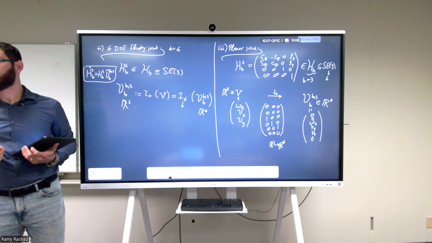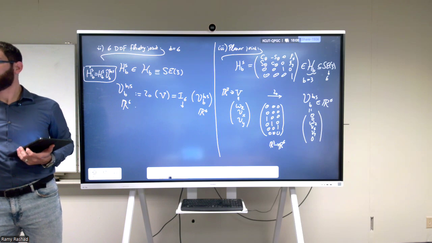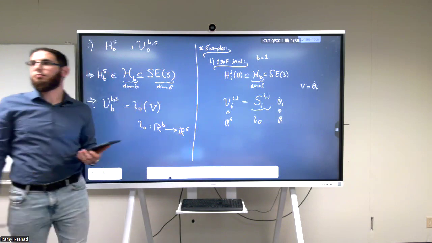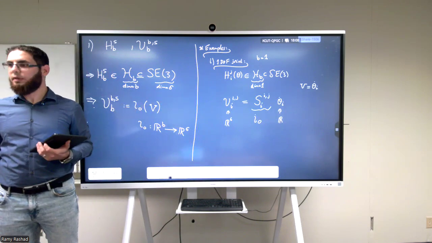6 by 1 vector and do the same, which is actually the S, right? Which is actually the S. Why the S here? Exactly the S.